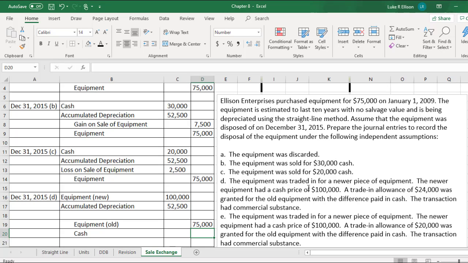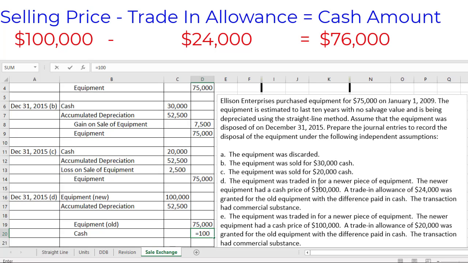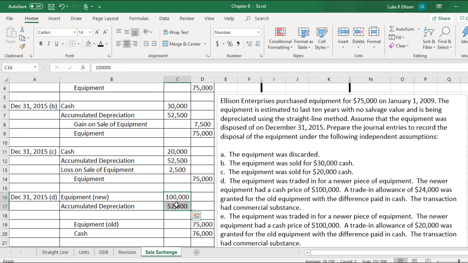So the way we find the cash is we take the price of the new equipment of $100,000 and we subtract the trade-in allowance of $24,000 to get a credit to cash of $76,000. Now if we add up our total debits, we see that they add up to $152,500, and the total of the credits add up to $151,000.